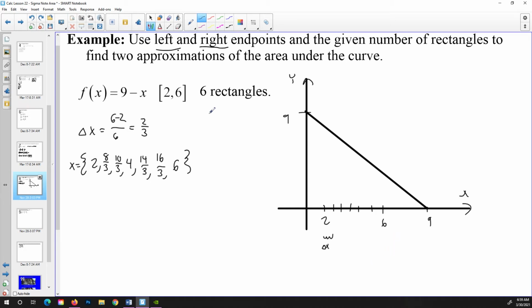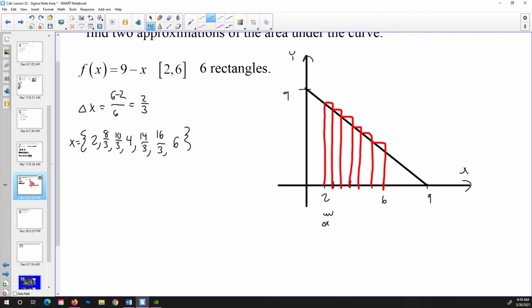Now, if I wanted to draw in left endpoint rectangles, those left endpoint rectangles will look something similar to this. Now, here's the thing. My right endpoint rectangles will look something like this. If I start here and go down, and then I'll start here and go down, and then start here and go down, and start here and go down.